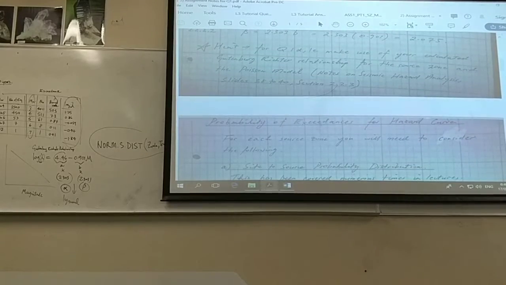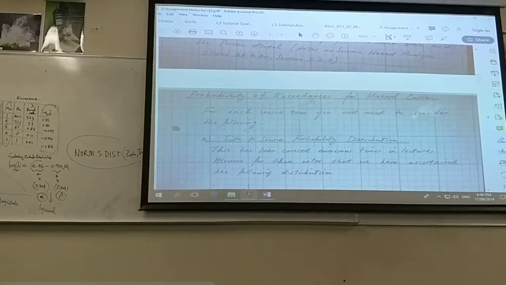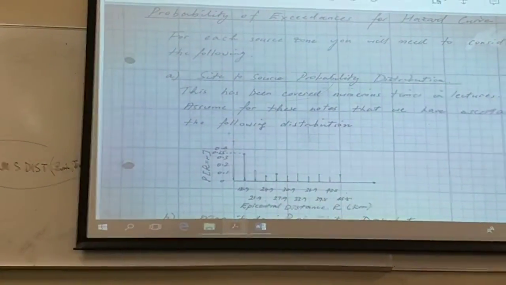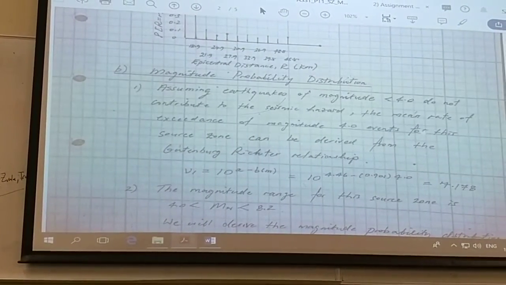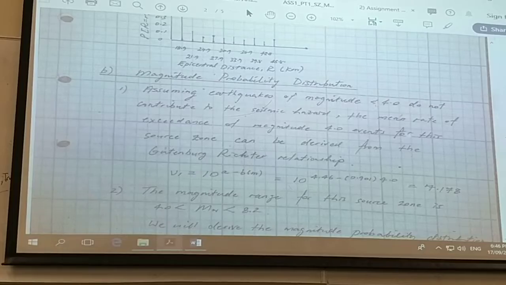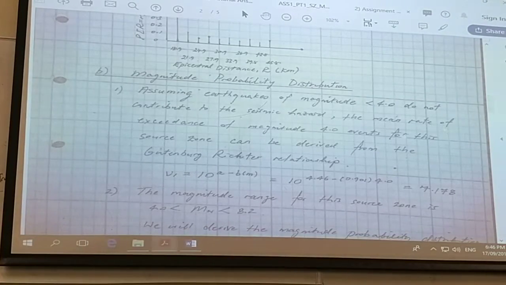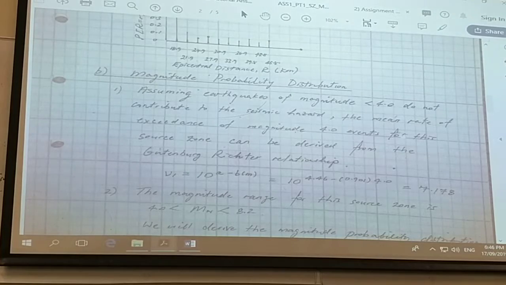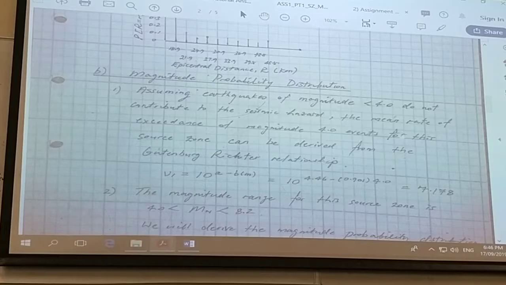And then probability of exceedance. For each source zone, you'll need to consider the following: the site to source probability distribution. We've discussed that, so you need to come up with something like this. And then the magnitude probability distribution. So assuming earthquakes of magnitude less than 4 do not contribute to the seismic hazard, the mean rate of exceedance of magnitude 4 events can be derived from the Gutenberg-Richter relationship.